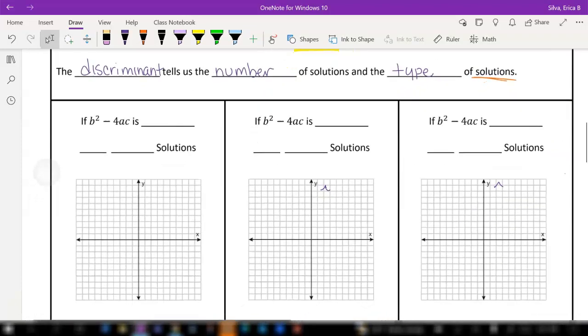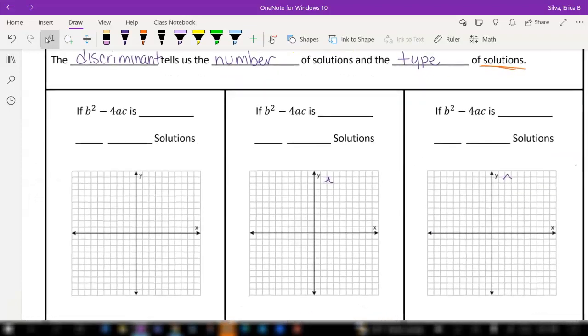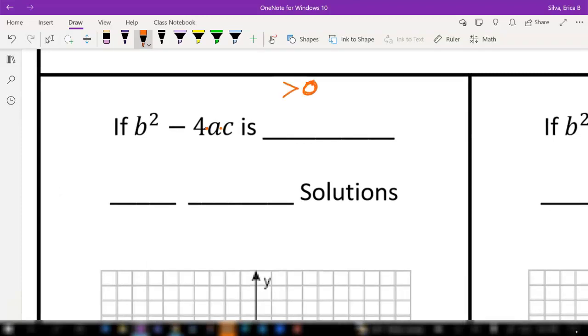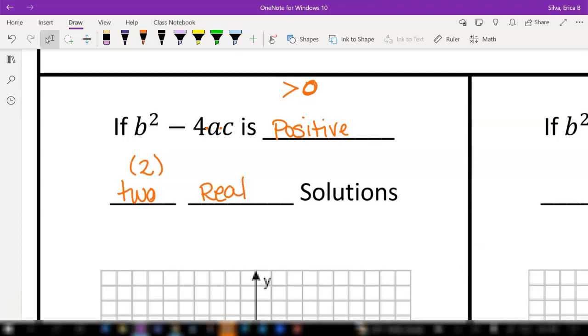There are three possibilities that we could have. The first one is when we calculate b squared minus 4 times a times c, that it is greater than 0. If it's greater than 0, then that means my number is positive. And if that's so, we have two real solutions.